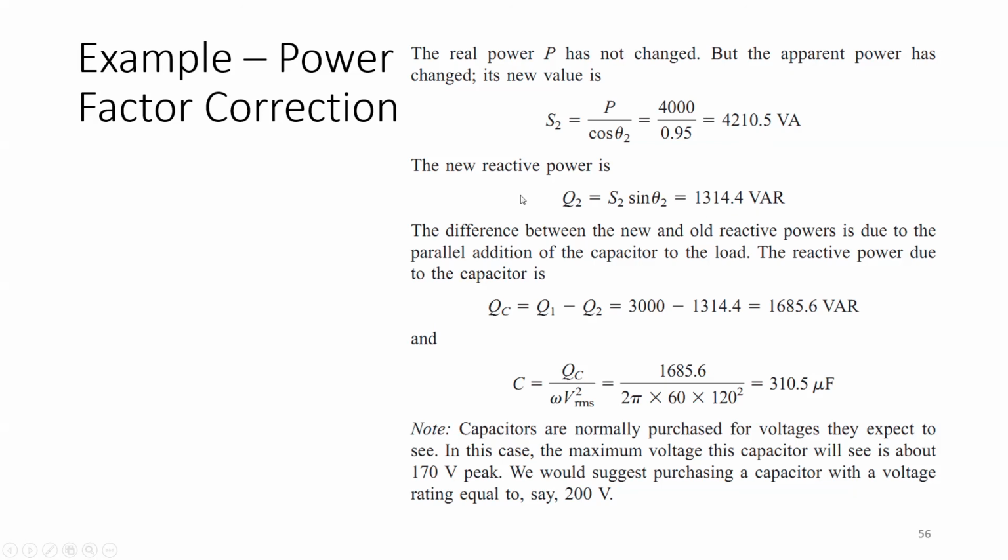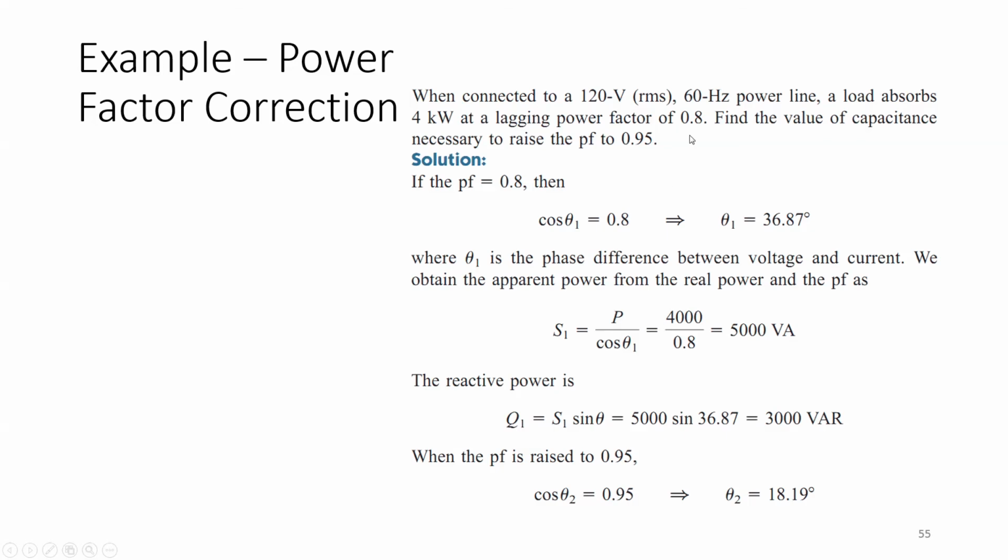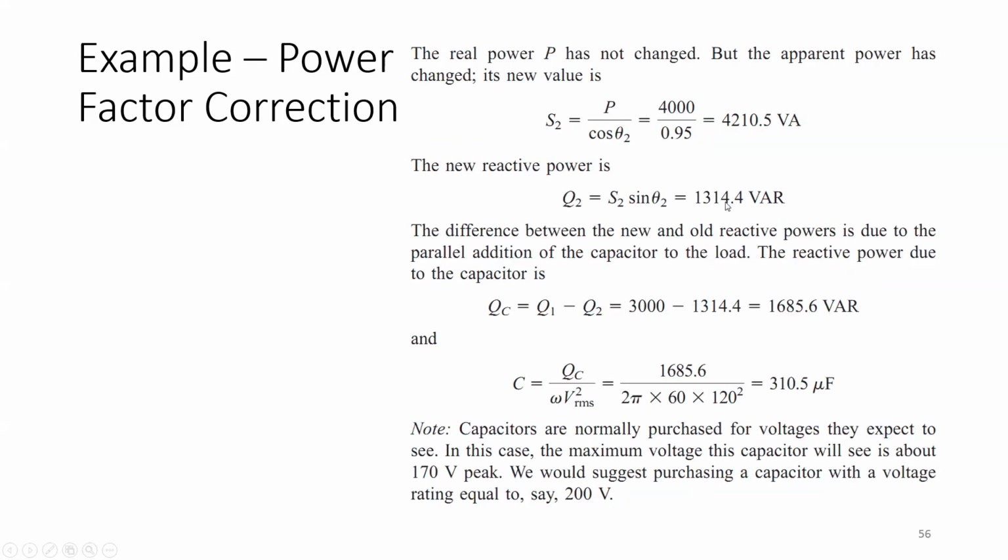from which 1314.4 volt ampere reactive would be the reactive power. So just by correcting the power factor from 0.8 to 0.95, the reactive power demand over the line has reduced from 3000 to 1314, which is a considerable amount of reactive power reduction. So in order to calculate the capacitor size, we can proceed. This is the difference in the reactive power demands. Using this relationship we have just derived, we can calculate the amount of capacitance.